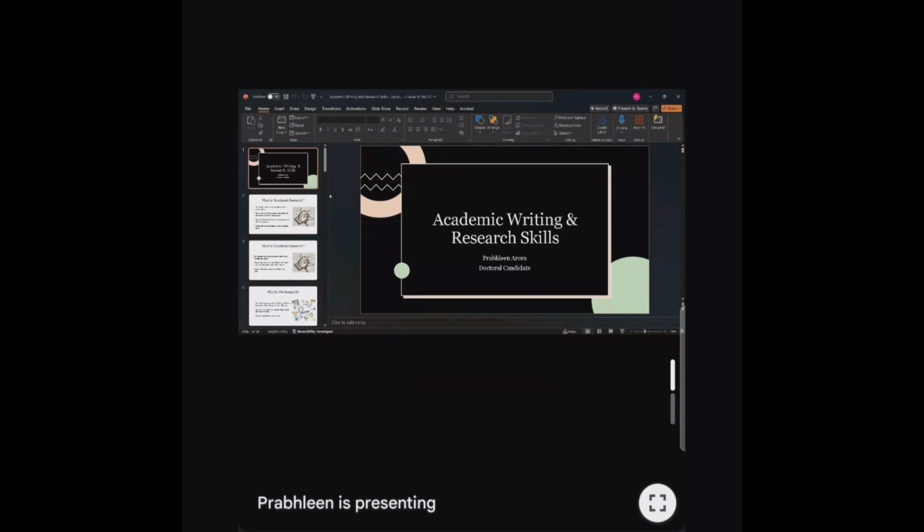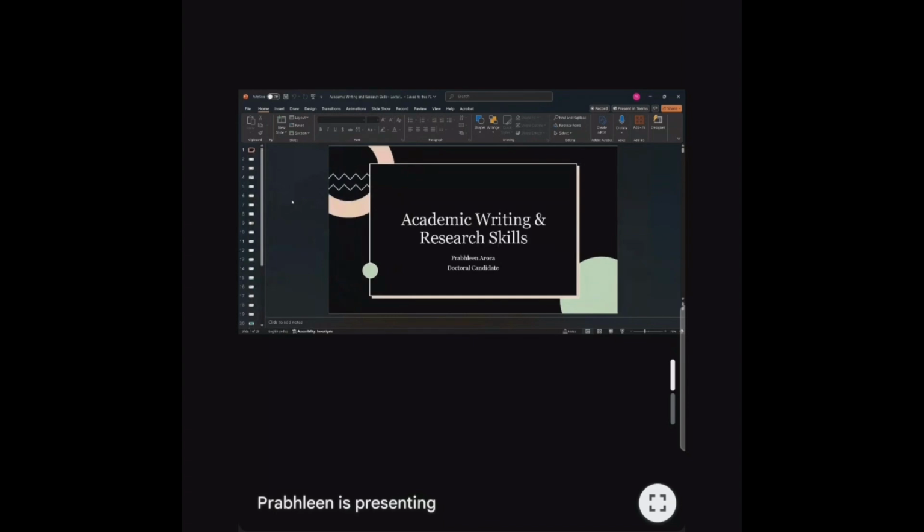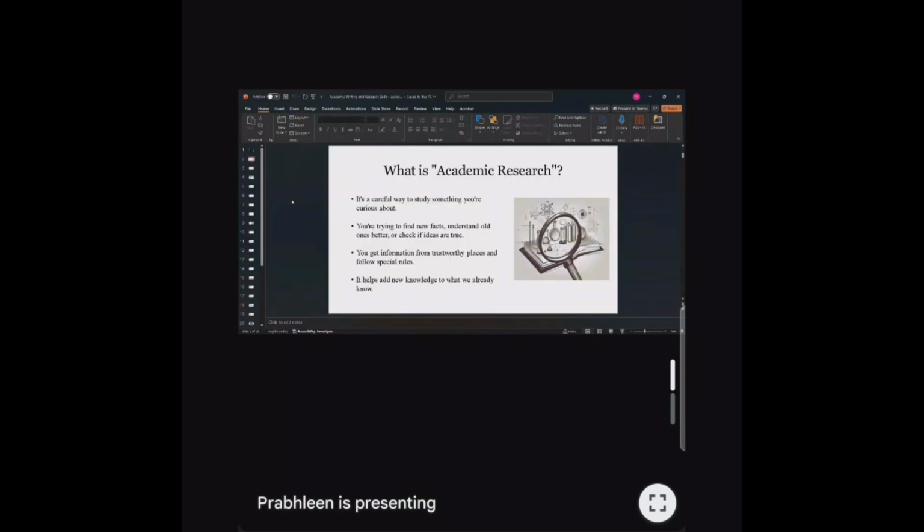Today we'll be covering a few things: what is academic research, what is academic writing, what are the steps in academic writing, and what are the different types of research that we use in our field. When we say academic research, academic is something very much related to education, and research is something where we are either finding something new in our field or confirming something that has already been there in the field.